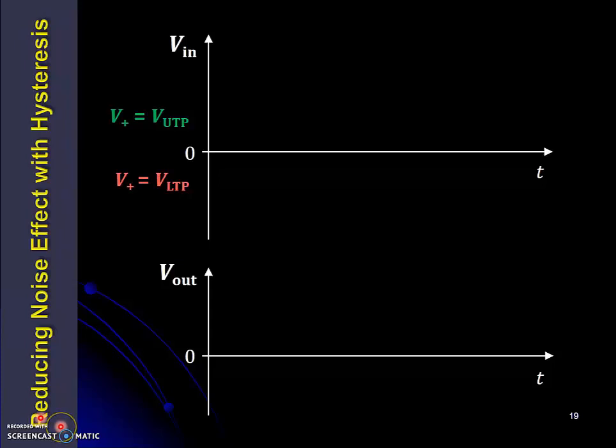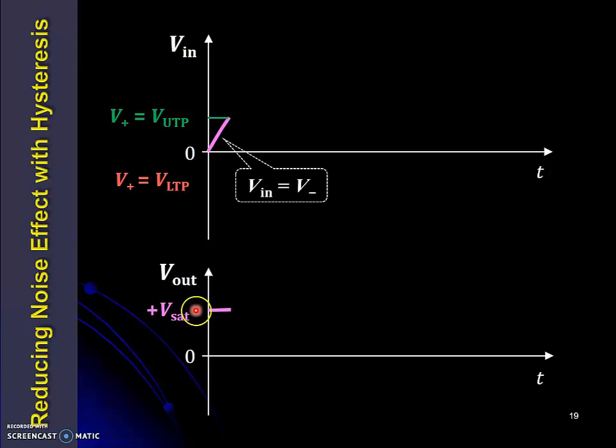Please be reminded that we are still discussing how to reduce the noise effect with hysteresis. The upper figure will show the input waveform and the triggering points, while the lower figure will show the output waveform. Let's assume that the initial output voltage is at the positive saturation. This positive saturation will feed back to the non-inverting terminal and give the upper triggering point. That is this green line, while this pink curve is the sinusoidal input signal applied to the inverting terminal.